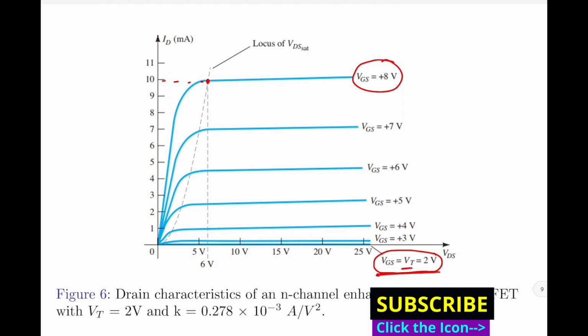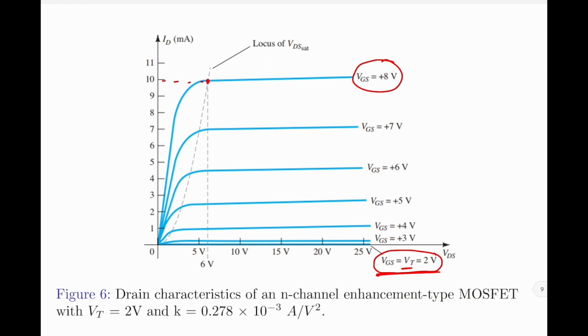Another important thing to note from these characteristic curves is that the spacing between the levels of VGS increases as the magnitude of the VGS increases. As you can see, when VGS is increased from plus 4 volt to plus 5 volt, the width between the ID curves is considerably lesser than when VGS is increased from plus 7 volt to plus 8 volt. This is another important feature of the drain characteristics for an N-channel enhancement type MOSFET.